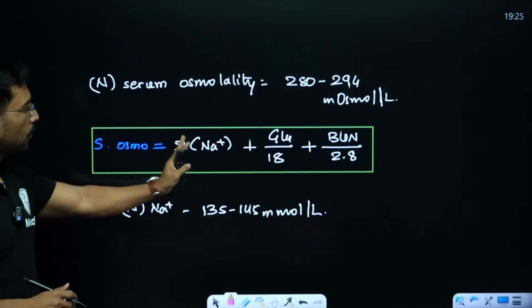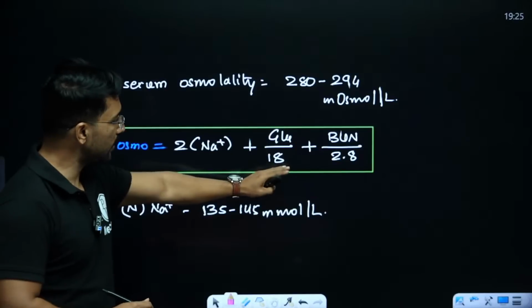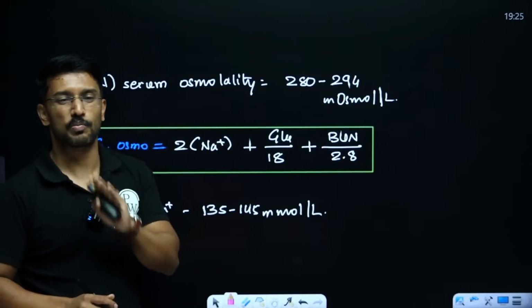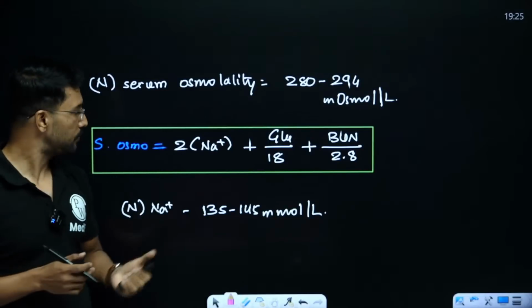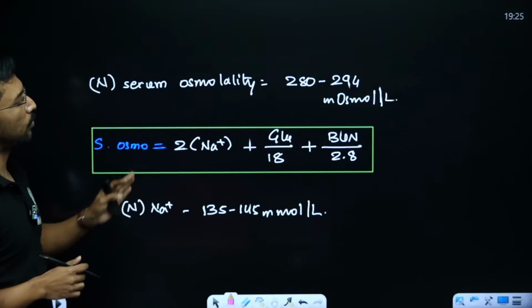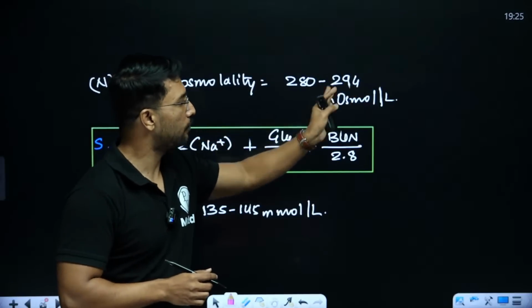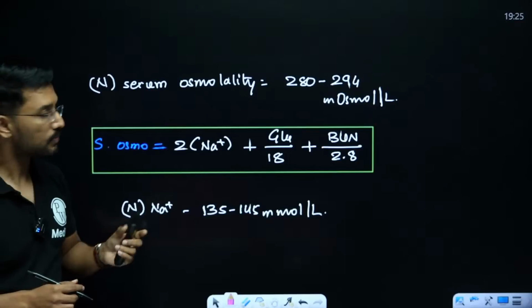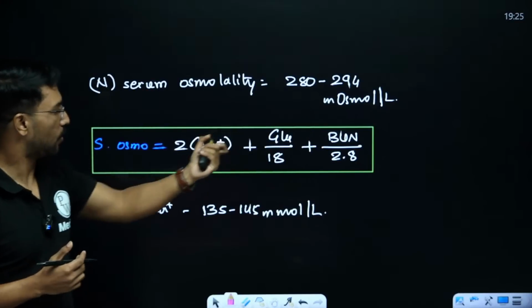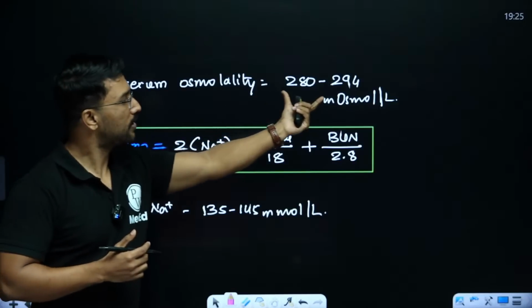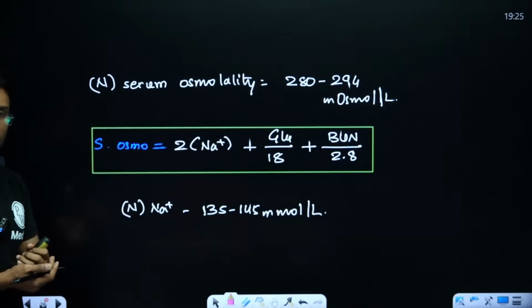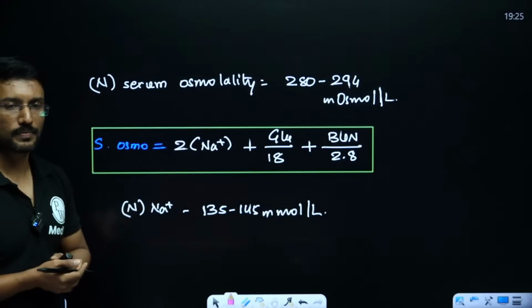The formula is 2 into sodium plus glucose divided by 18 plus BUN divided by 2.8. Means what are the three major osmotically active substances in our plasma? Sodium, glucose and BUN. And what is the normal serum osmolality range? 280 to 294 milliosmoles per liter. Now to maintain this, of course, antidiuretic hormone is working constantly. But out of this 280 to 294, how much of it is coming from the sodium?